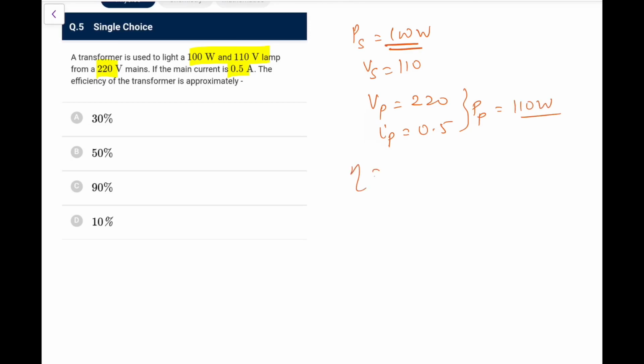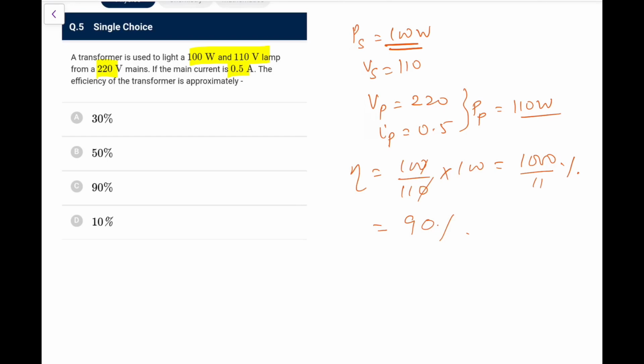So the efficiency would be 100 upon 110 into 100. So what we will get now is 1000 by 11%. If you do this, this is 9 something, so it would be approximately 90%. So go for that 90%, not exactly 90 but close to 90%. That is what you can do from here.